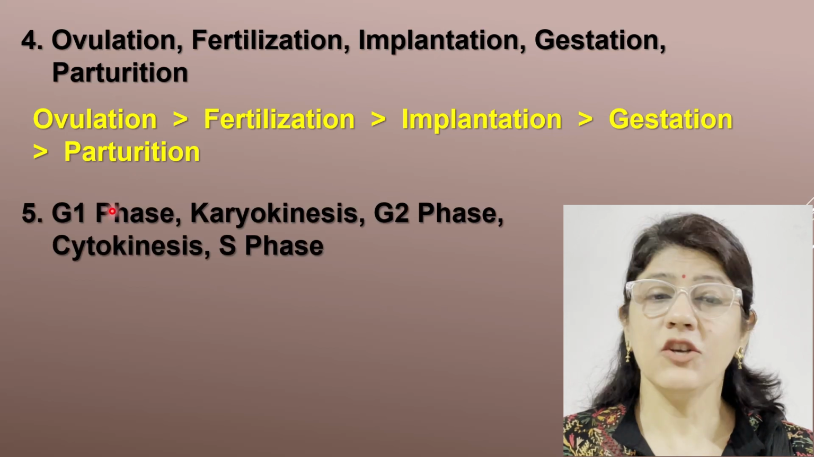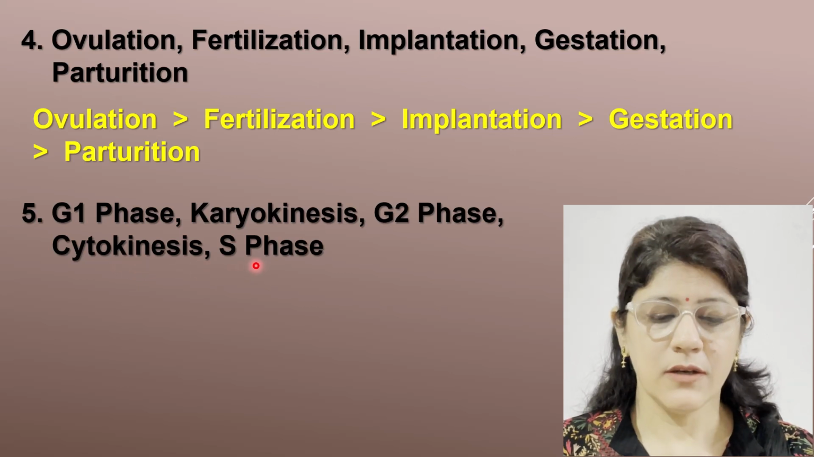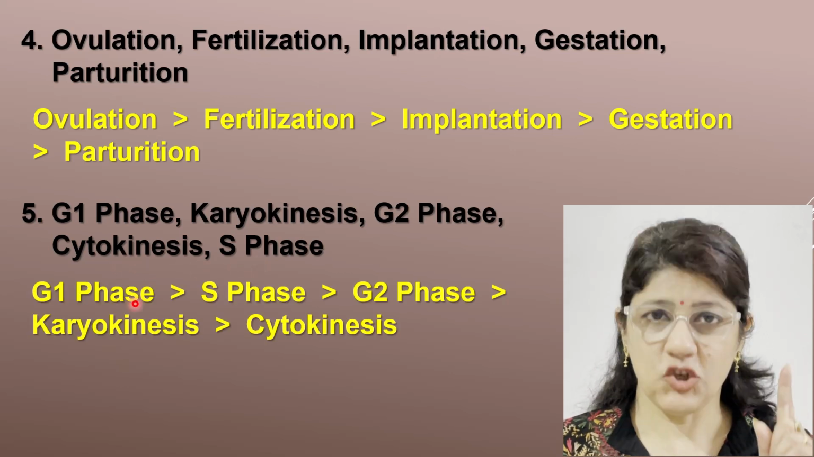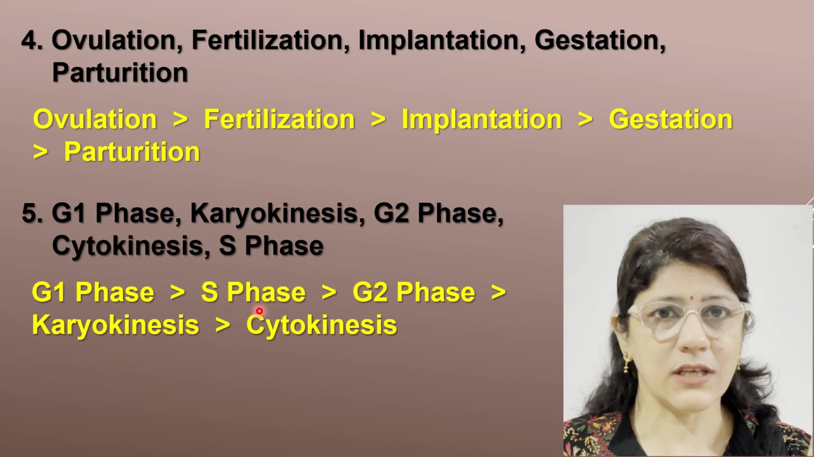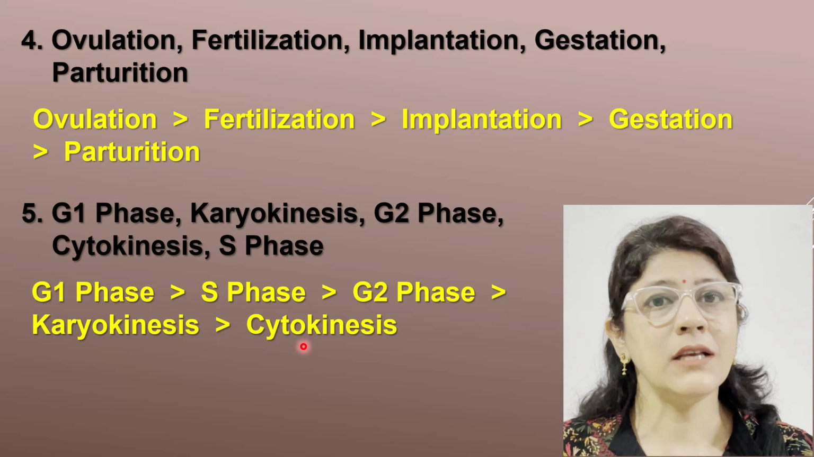Next sequence is G1 phase, karyokinesis, G2 phase, cytokinesis, S phase. So the correct logical sequence is G1 phase, then S, that is synthesis phase, then G2 phase, then karyokinesis and then cytokinesis.